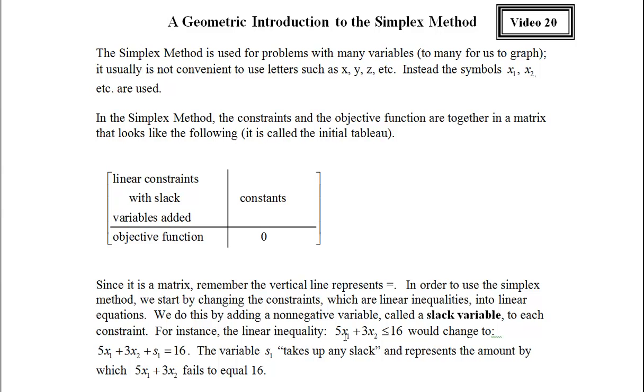So for instance, this linear inequality, if you'll notice, the left-hand side is less than or equal to 16. So if it's less than, I need to add something to make it an equation. So I just call it S sub 1 for slack. And whatever is necessary to pick up that slack, that's what S sub 1 is going to be. So it represents the amount by which 5x sub 1 plus 3x sub 2 fails to equal 16.